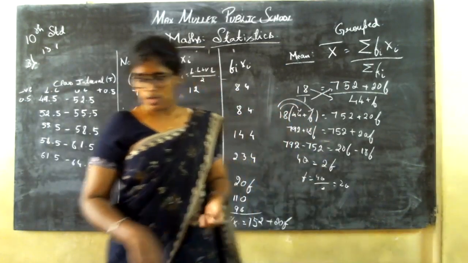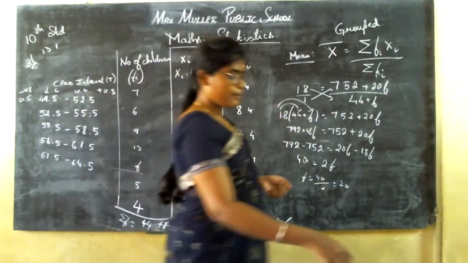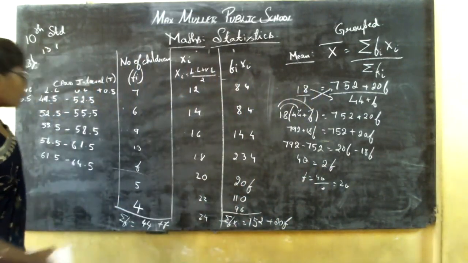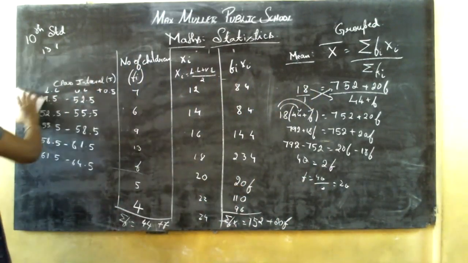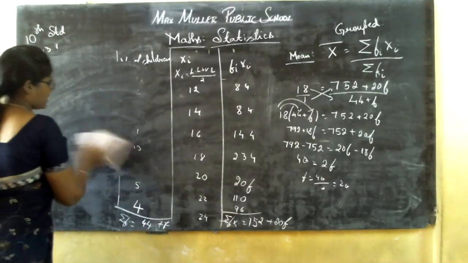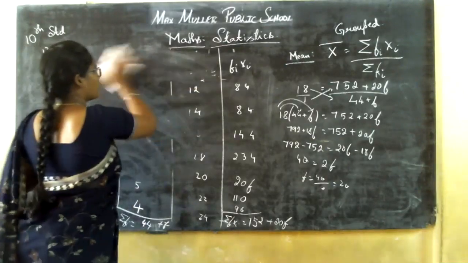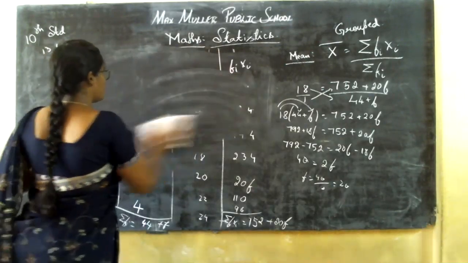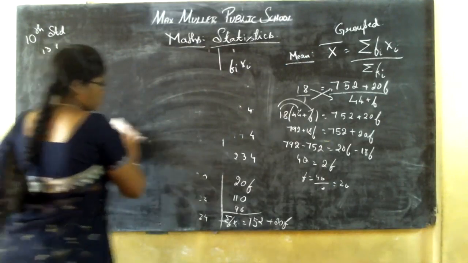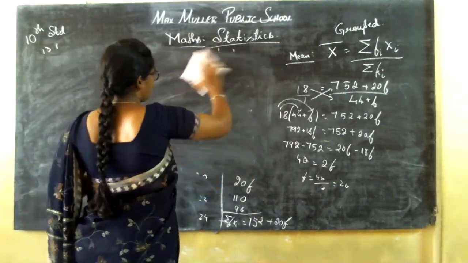So let us go to the next topic in the chapter. The next topic in this chapter is about mode. What is mode? How did you find the mode in ungrouped data, children? You took numbers, correct? You took uneven data, that is the continuation of numbers.